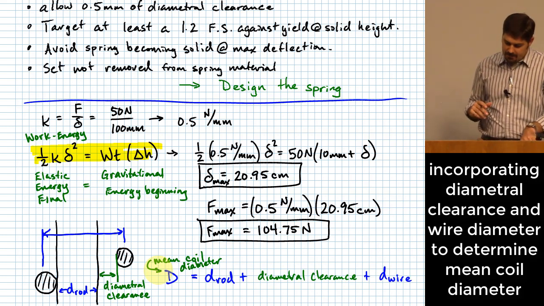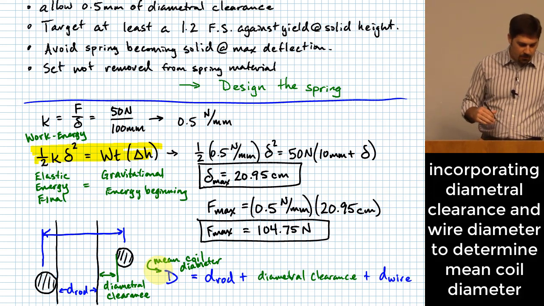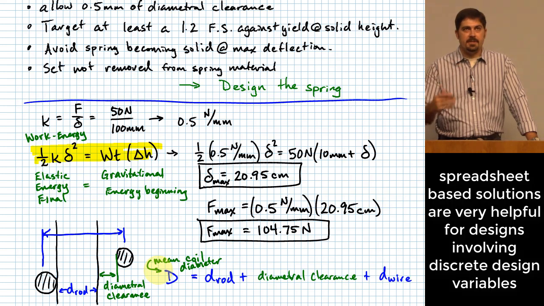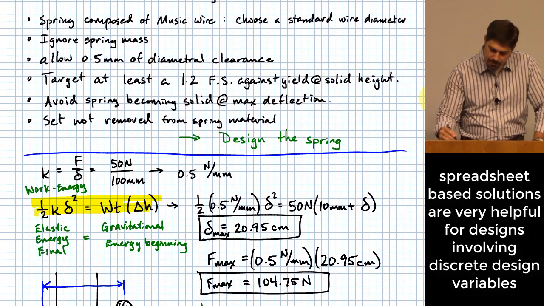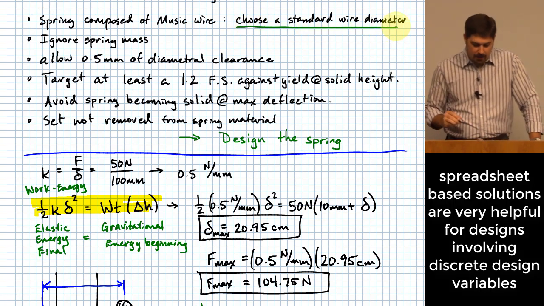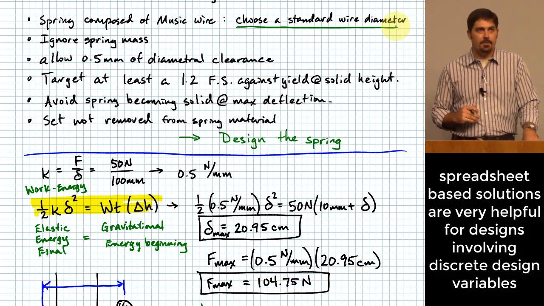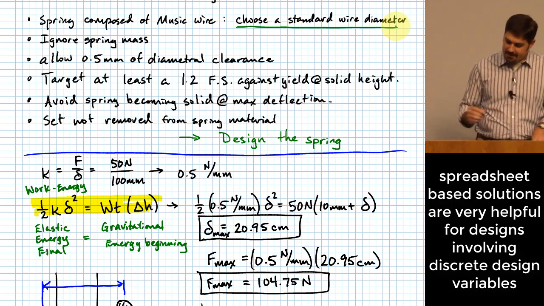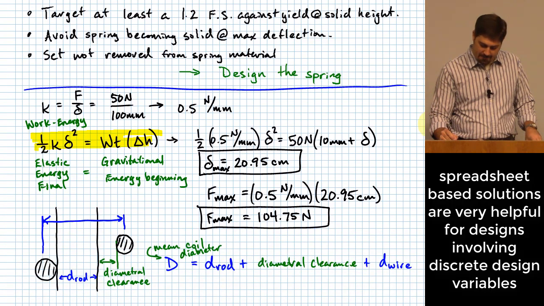All right. So these are the few initial steps that I wanted to walk us through. When you get ready to do one of these discrete design situations where we're going to use one of these standard wire diameters, it is very handy to do this in a spreadsheet. All right, and so I am going to move over now and start filling out a spreadsheet that will help us with this design.